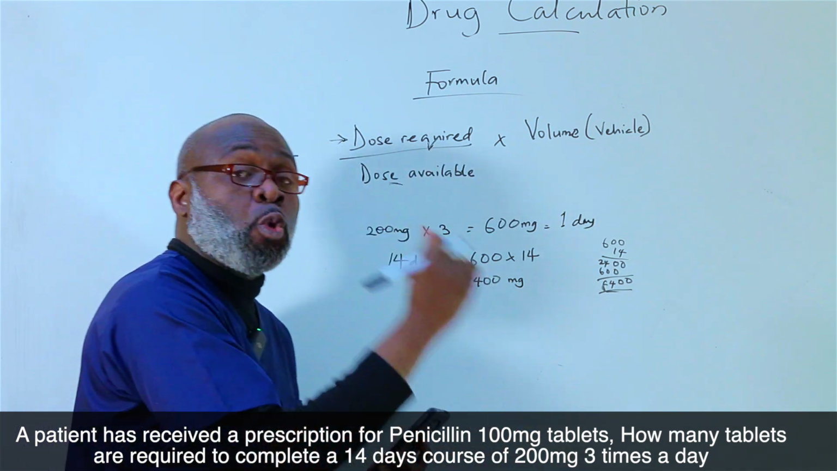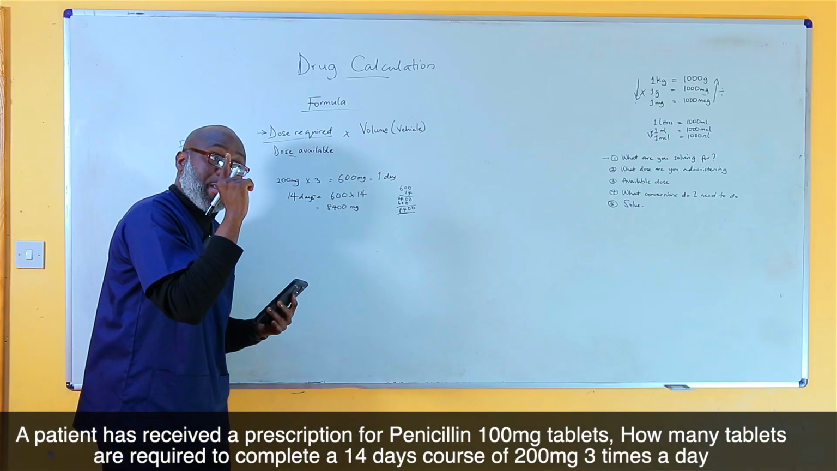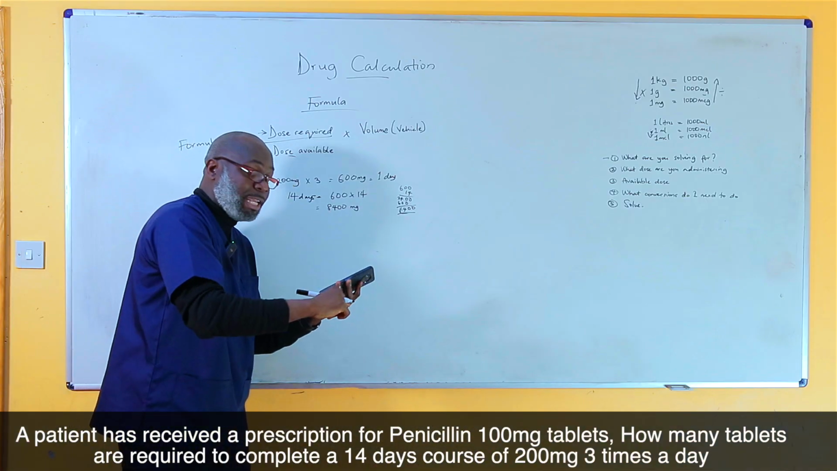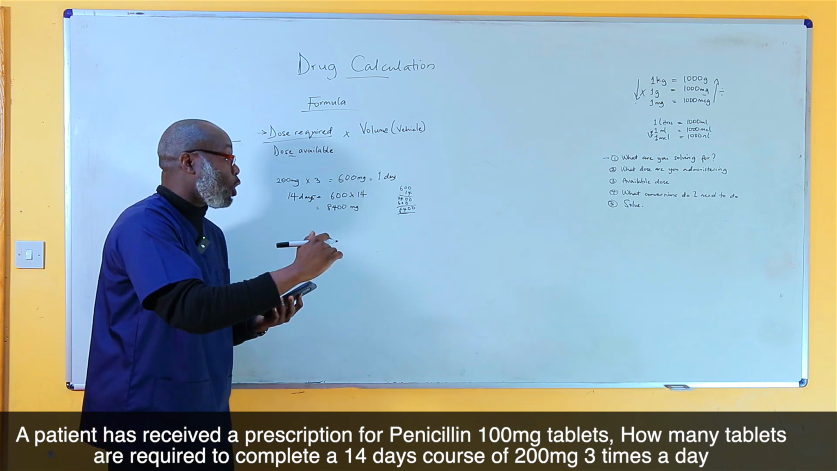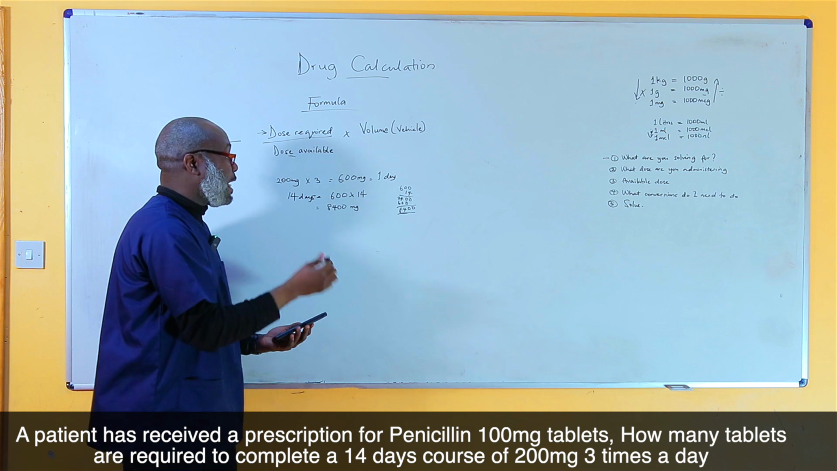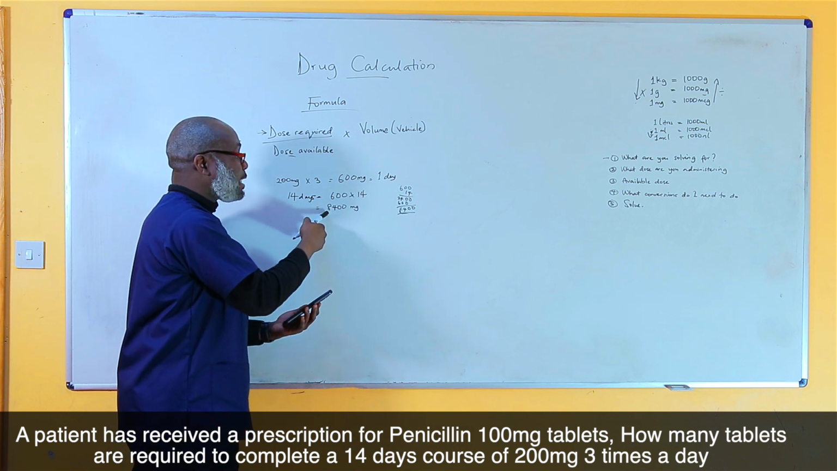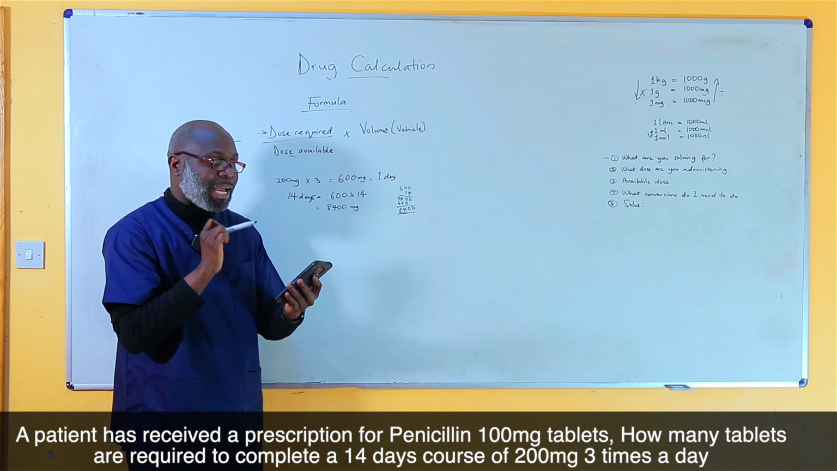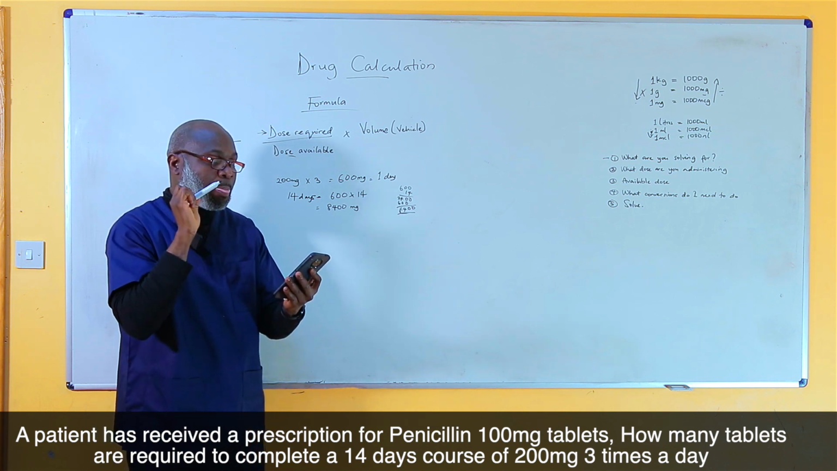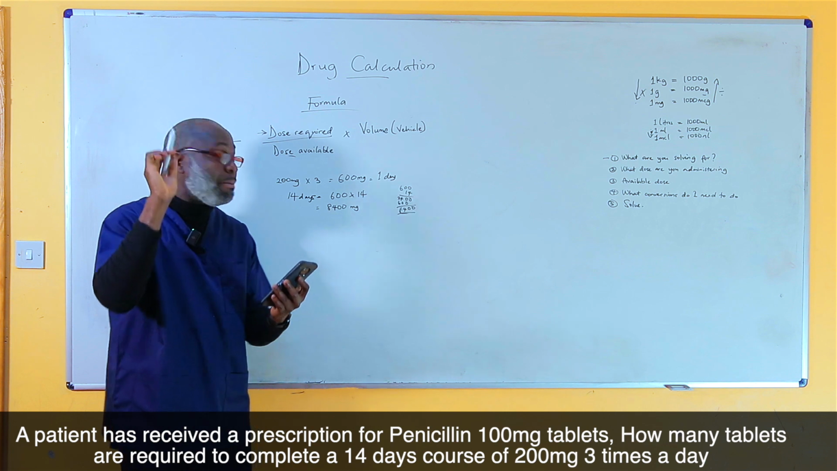When the person is getting 200 milligrams 3 times, that is getting 200 in the morning, 200 in the afternoon, 200 in the evening. That is 600 a day. Then for the 14 days, you're getting 8,400 milligrams altogether. But the question says, a patient has received a prescription for penicillin 100 milligram tablets.